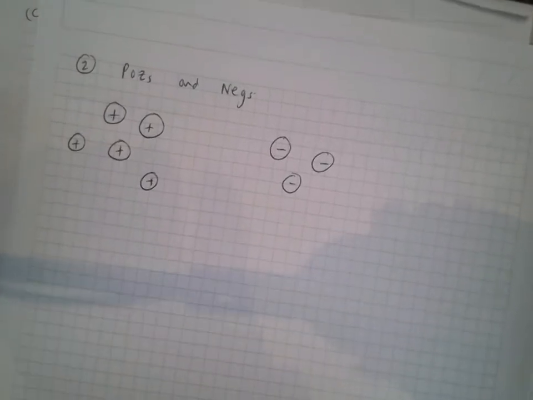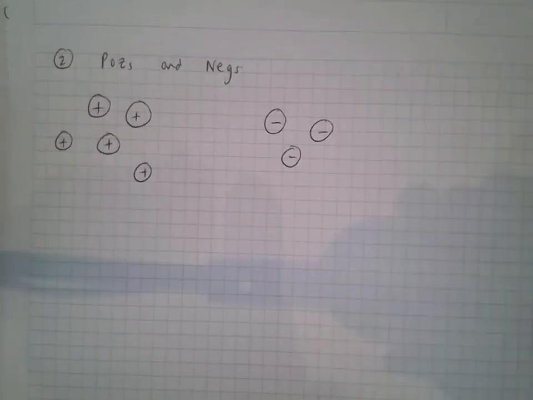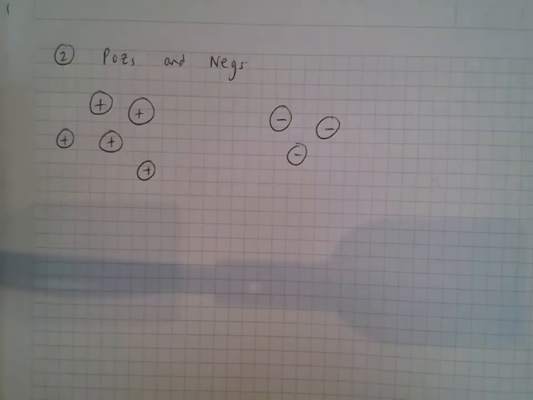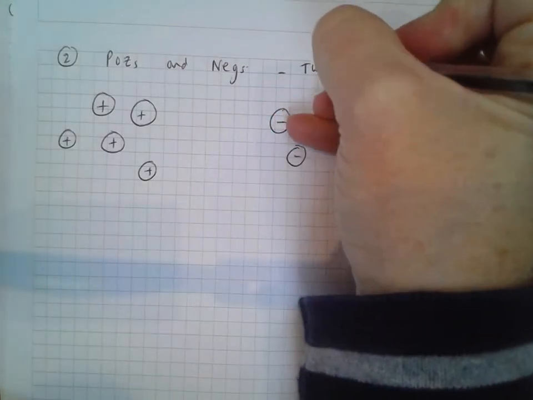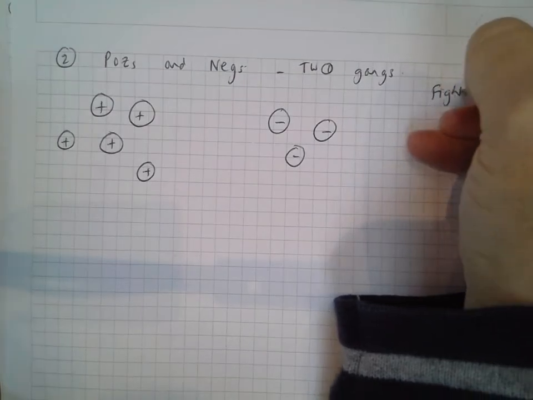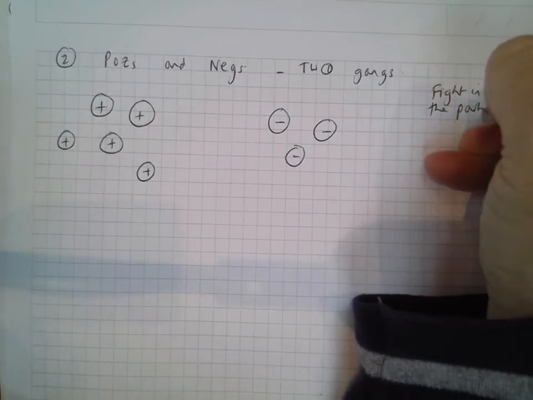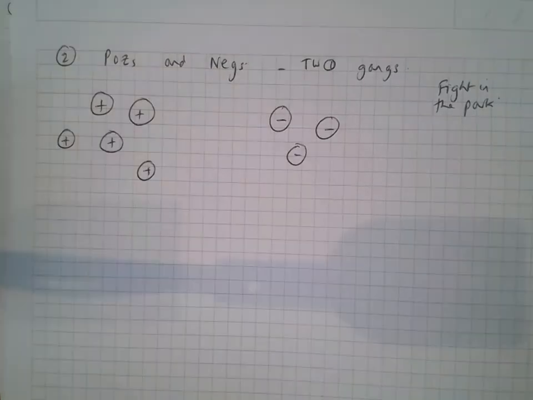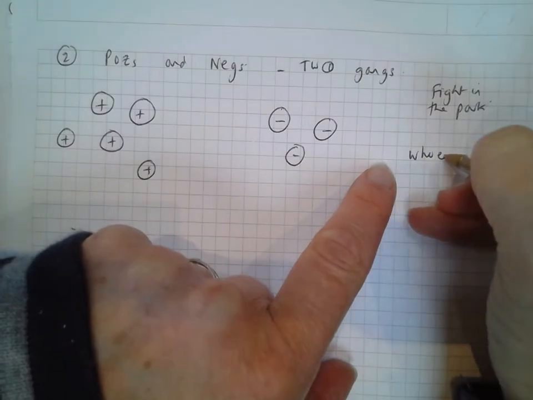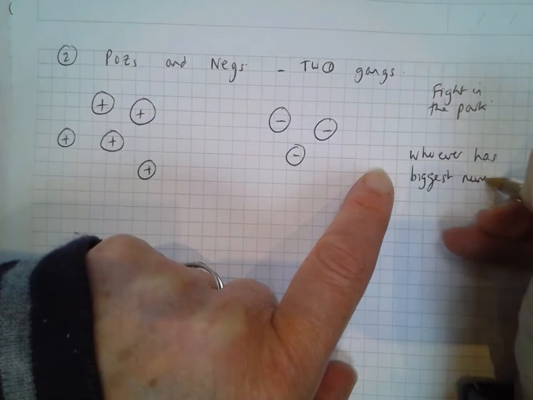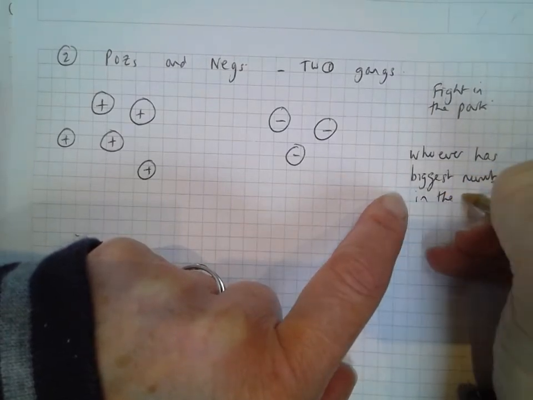Another really useful way of talking about integers is one that my maths teacher taught me back in the last century. And that was about posses and negs. And he used to say that posses and negs were two gangs. And they used to meet up in the park for fights, which is not a good idea. And whenever they met, they'd fight each other, and whoever had the biggest number of people in the gang would win.